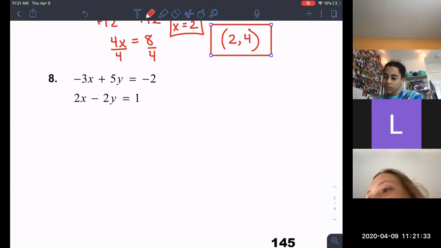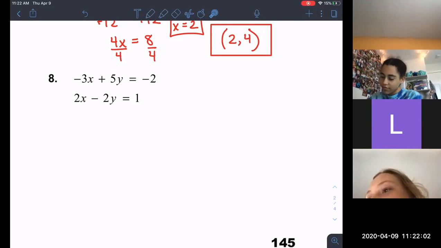What could we do to solve it? You have to multiply, right? Yeah, we're gonna have to. Because we have negative 3x and positive 2x, those are not opposites. And then we have negative 2y and positive 5y, those are not opposites. So we're actually gonna have to multiply both equations by a number to get opposite coefficients. So what's one easy way we could do that?